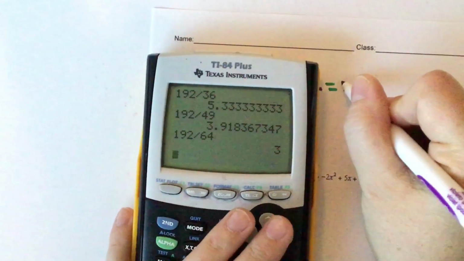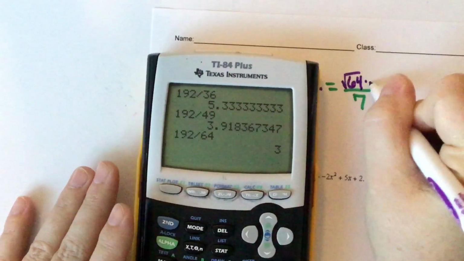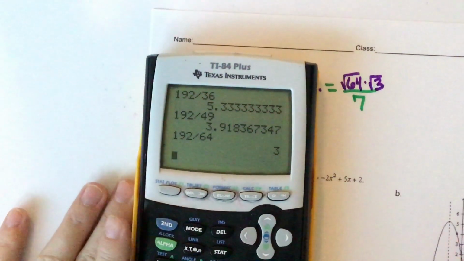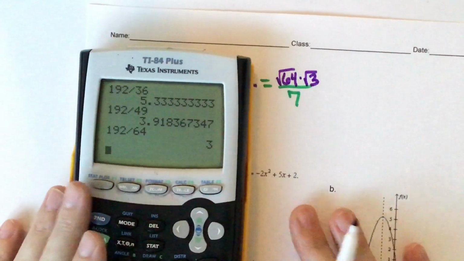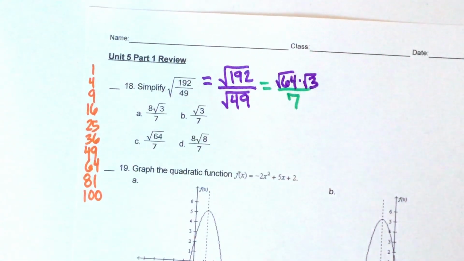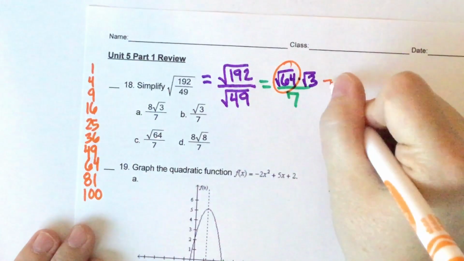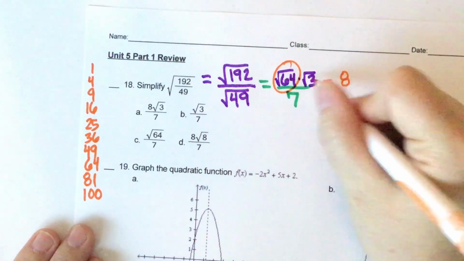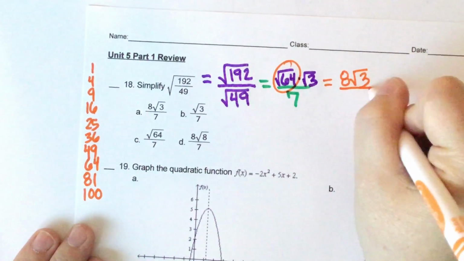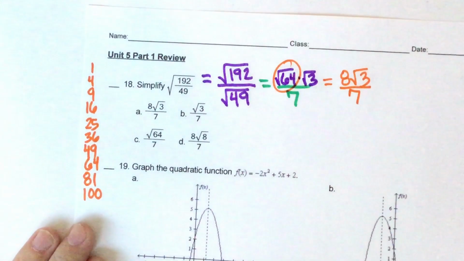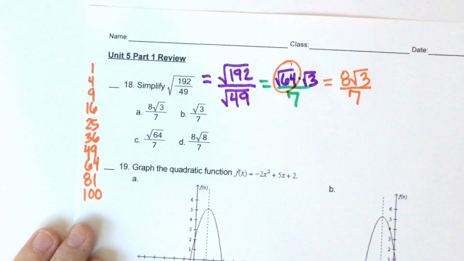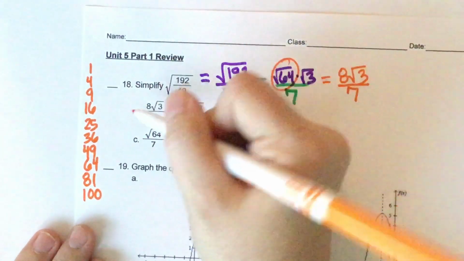So I rewrite this as the square root of 64 times the square root of 3. So 64 is the largest perfect square that goes in, and it goes in 3 times. Well, what is the square root of 64? 8. Recopy the square root of 3, recopy the division bar, recopy the 7. And that's your answer. So that is answer choice A.